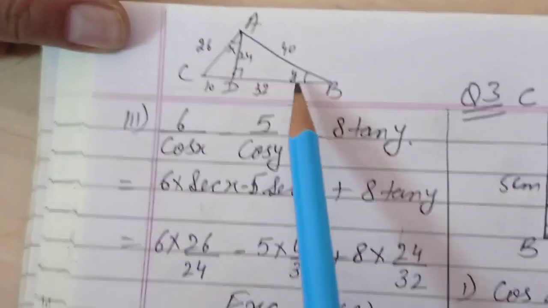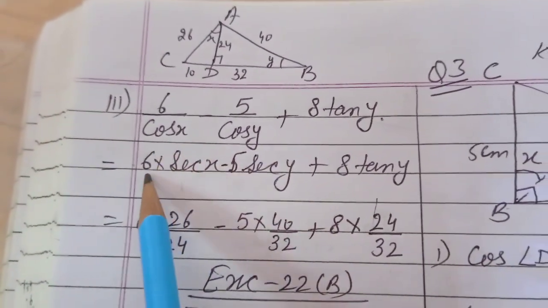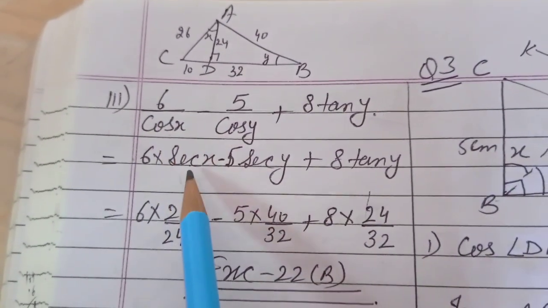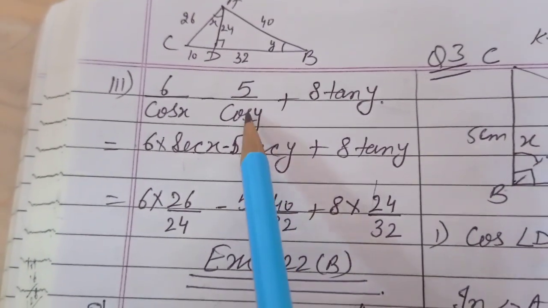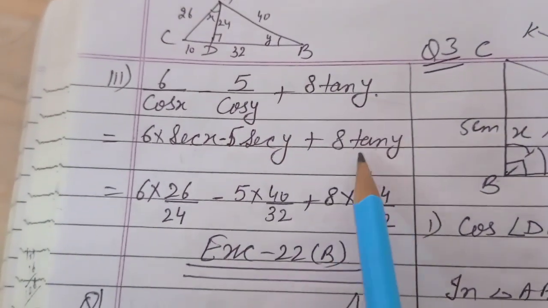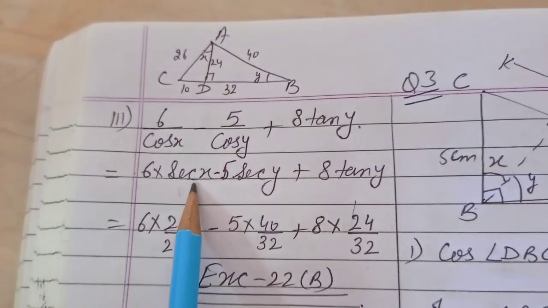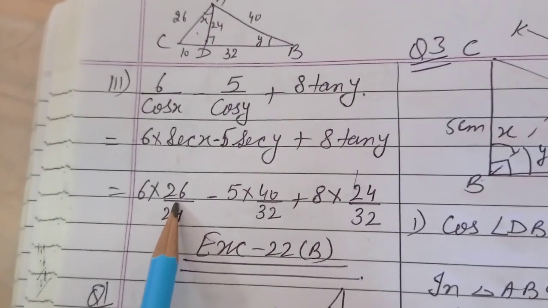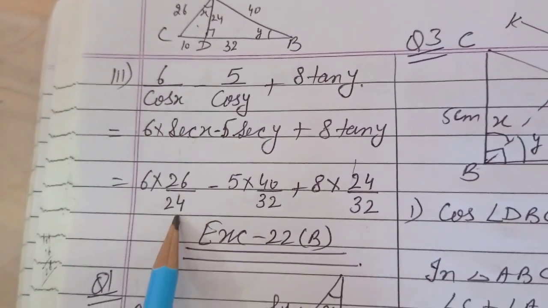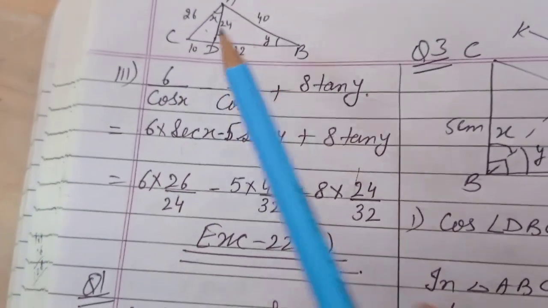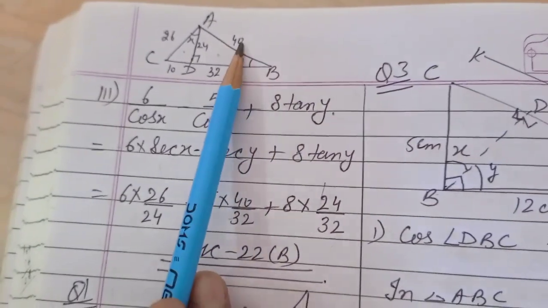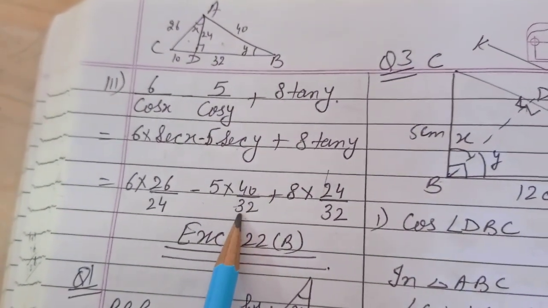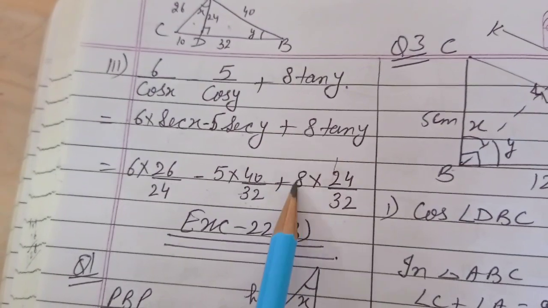Next part, 6 by cos x can be written as 6 into 1 over cos x. Cos is reciprocal of secant, so 6 secant x, minus 5 over cos y can be written as 5 secant y, because cos is reciprocal of secant, plus 8 tan y. As the angle mentioned is x, for this we need to use this triangle. So secant will be equal to what? Secant is equal to h over base, 40 over 24. Then secant y, we have to use this triangle. What is hypotenuse? 40, and base of this is 32, plus 8 into tan y.